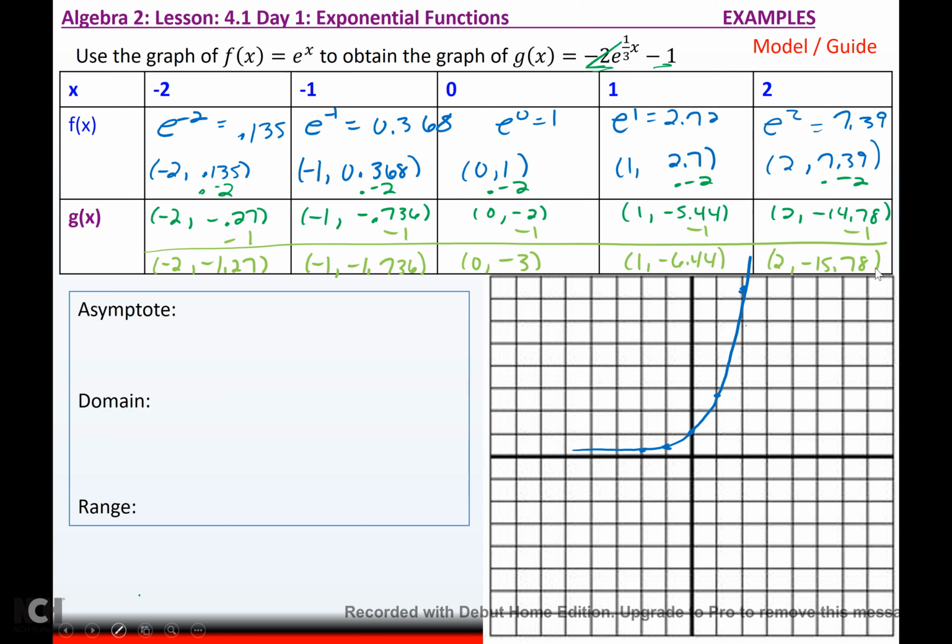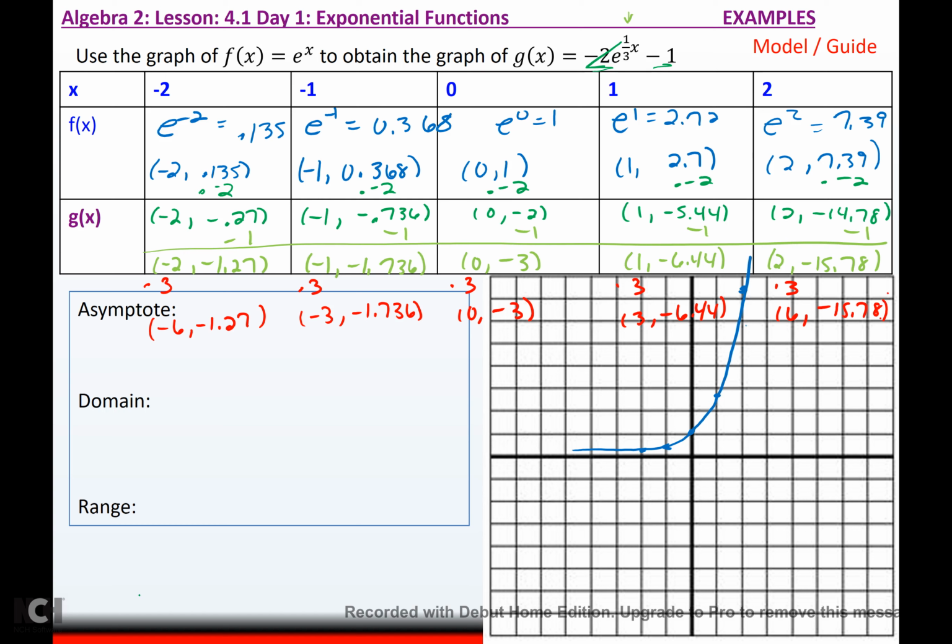Alright, so then they are saying multiply my x by 1/3. So if I do the opposite of that, I'm going to multiply by the reciprocal, which means I would multiply by 3 over 1, which is multiply by 3. So times 3 times 3 times 3 times 3. And I get negative 6, negative 1.27, negative 3, negative 1.736, 0, negative 3, 3, negative 6.44, and 6, negative 15.78.